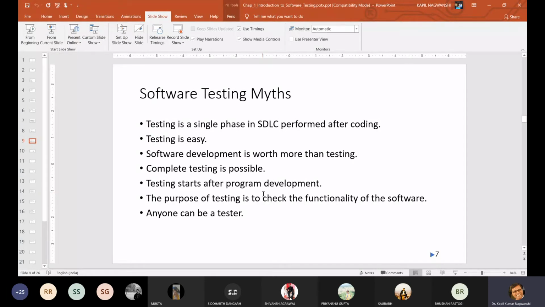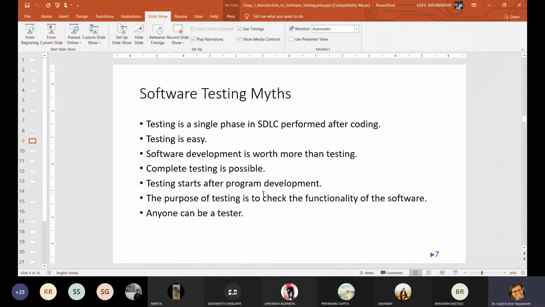Is it very easy to find the error from a lot of lines of code? We need to test for each. Yes, so n number of cases. It does not mean just n number of cases. If n number of inputs are there, there may be exponential possibilities. Exponential kinds of inputs are there. So for this reason, we cannot say that software development is worth more than testing. And complete testing is possible? No, complete testing is not possible.